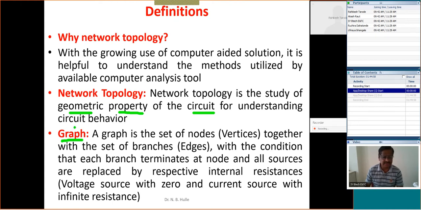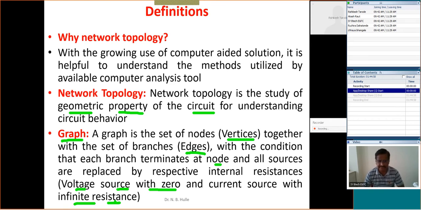What is a graph? We will try to understand how the graph works and so many things. A graph is a set of nodes, generally known as vertices, together with the set of branches, that is nothing but the edges, with the condition that each branch terminates at a node and all sources are replaced by their respective internal resistances. That is, the voltage source is replaced by zero resistance and the current source is replaced by infinite resistance. This keyword, we need to understand.